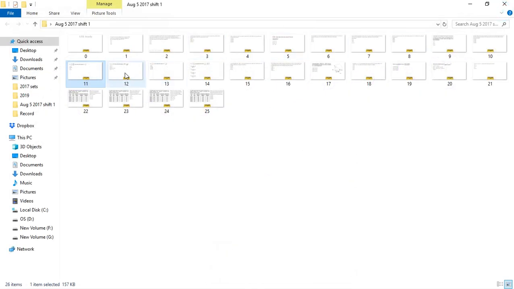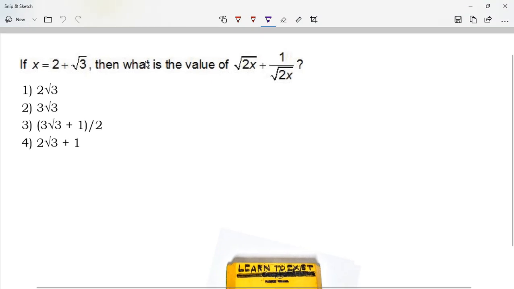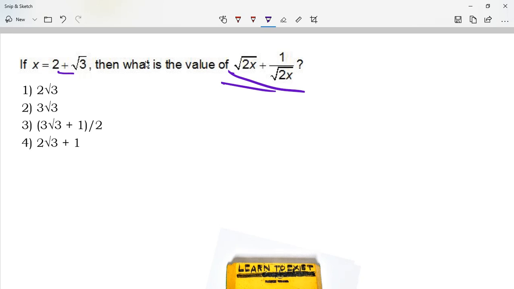Okay, so the next question we have, x is 2 plus root 3. Need to find out this value. So we need square root of 2x. Okay, so square root of 2x will be square root of 4 plus 2 root 3, right?